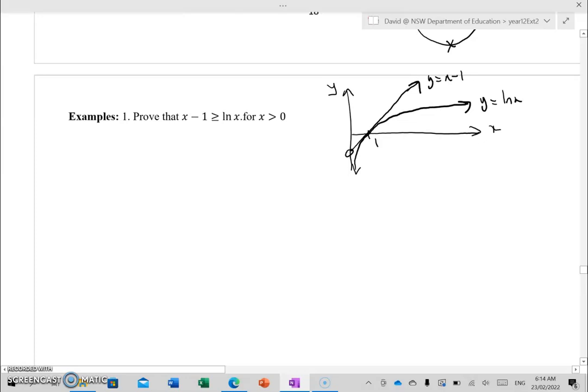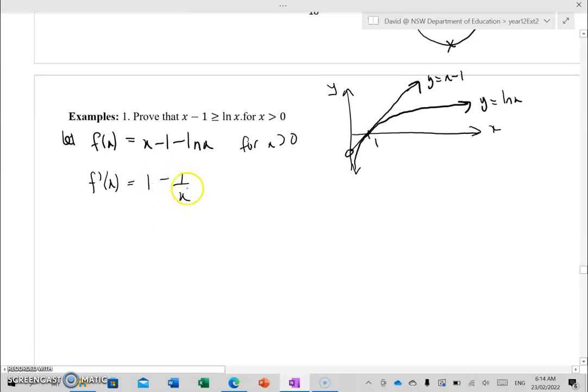So I'm going to set a function. I'm going to let f of x be left hand side minus right hand side. So x minus 1 minus ln x for x greater than 0. Okay, so the key thing is I want to show that this f of x is greater than or equal to 0. So the key thing I care about is the minimum of this particular function. So let's first do the first derivative. It's going to be 1 minus 1 over x.